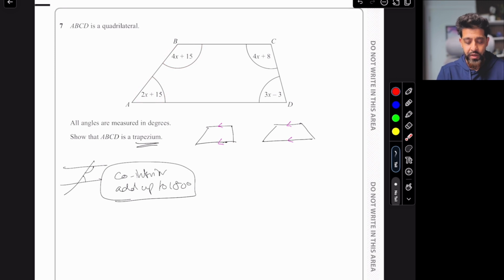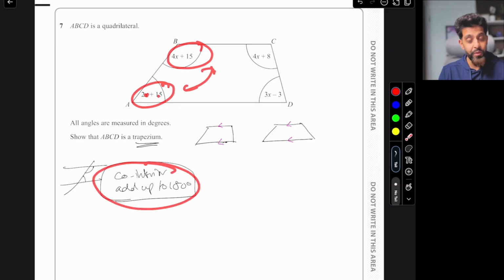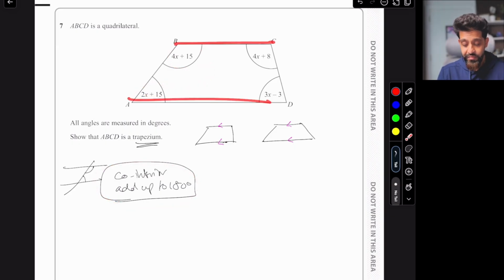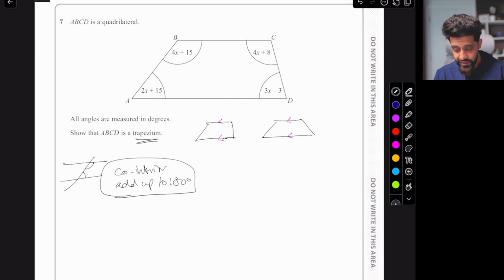We have to use the rule about quadrilaterals, that all the angles in a quadrilateral add up to 360. So we have to start there. Find x, substitute x back in here, know what this angle is, and then we can add them up and say, look, they both add up to 180, therefore they are co-interior angles, and therefore these are parallel lines. You understand? Okay, so let's go.